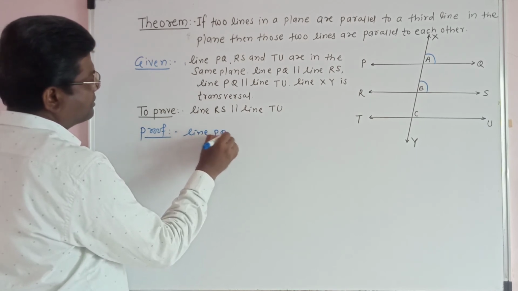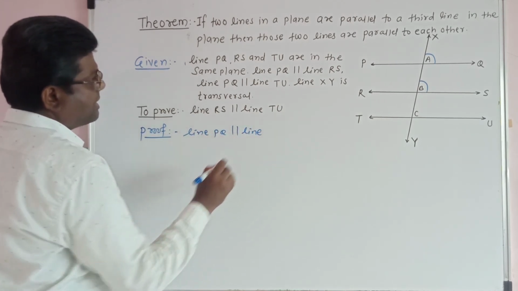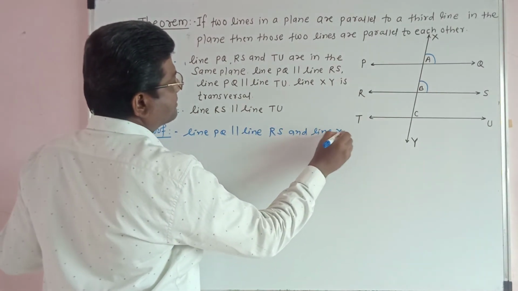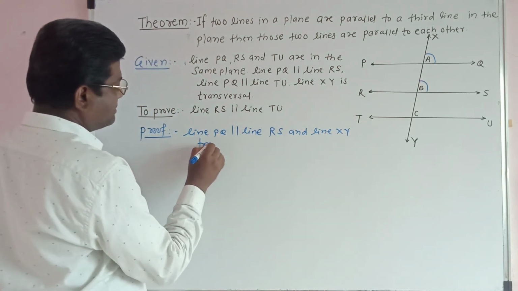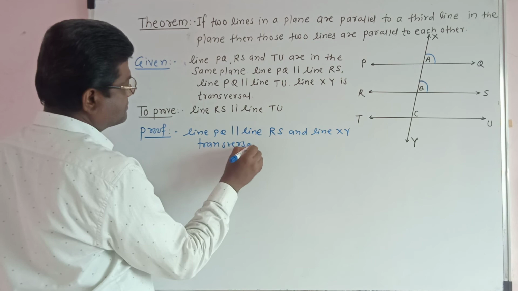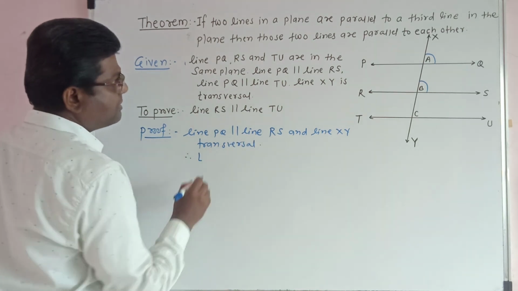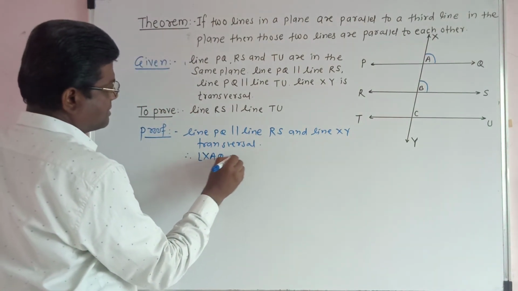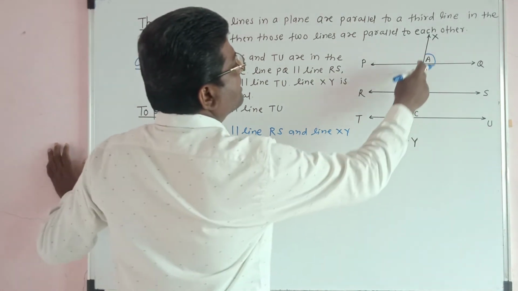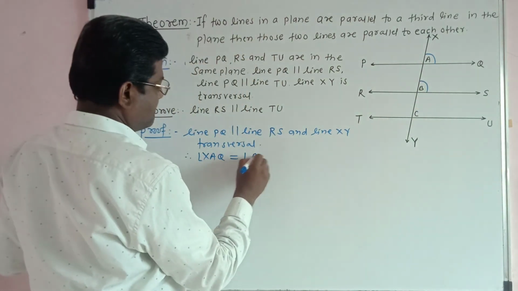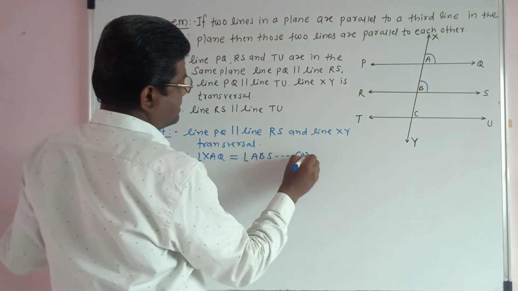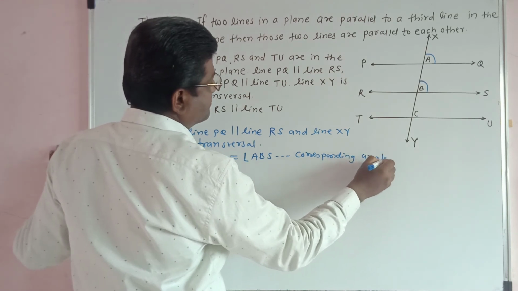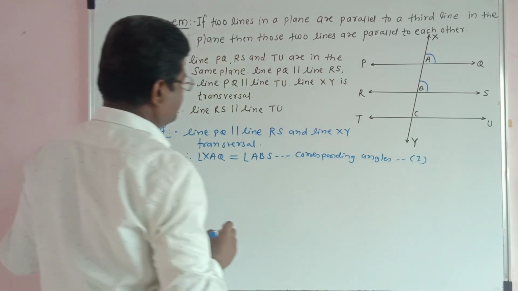Line PQ is parallel to line RS and line XY is a transversal. Therefore, angle XAQ is equal to angle ABS. Corresponding angles. Let this be equation number 1.